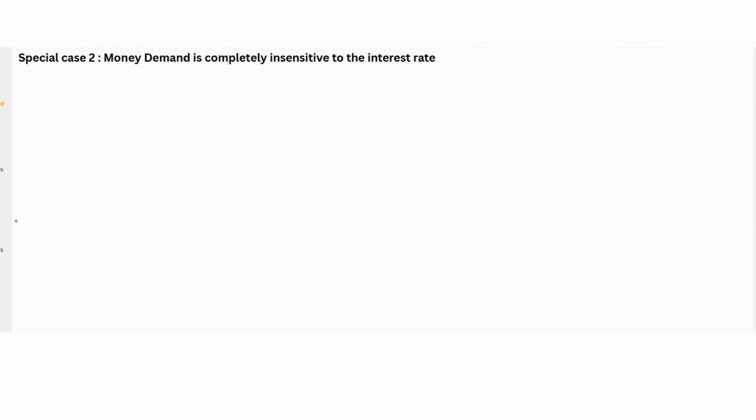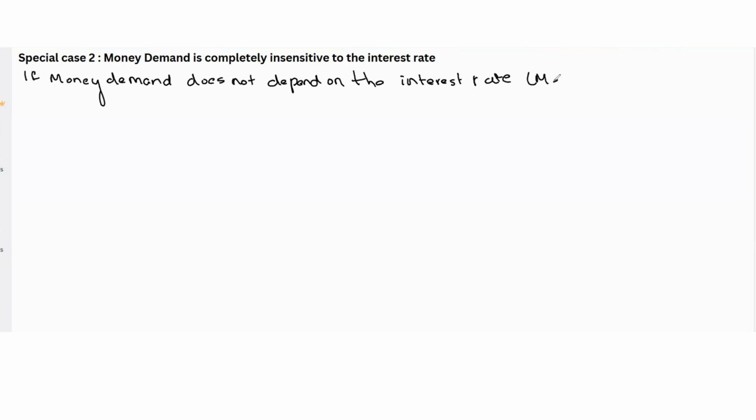Now, the idea is that if money demand does not depend upon the interest rate, then let's see what the LM equation will be. We know the LM curve represents money market equilibrium, and its equation is represented as real money supply, which is nominal money supply divided by the price level, equals real money demand.